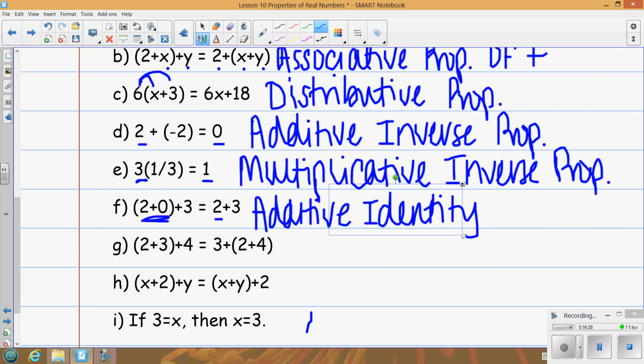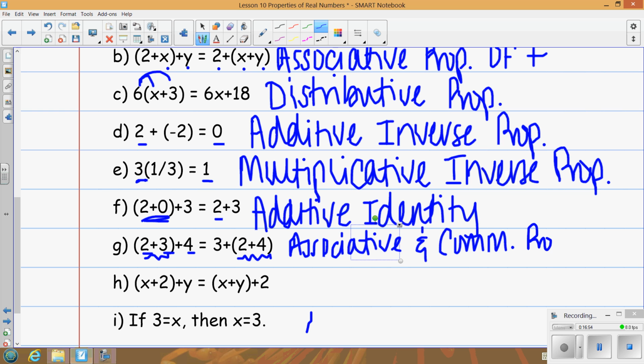Looking at G. I know that the grouping's changing. Here I'm going to do 2 plus 3 first. On this side, it's going to be 2 plus 4. So I know it's going to be associative property, but if you look at the order, it went 2, 3, 4. This is 3, 2, 4. So this is going to be a combination. So this is going to be the associative property and commutative property, and they're all of addition. So again, you can have a combination.